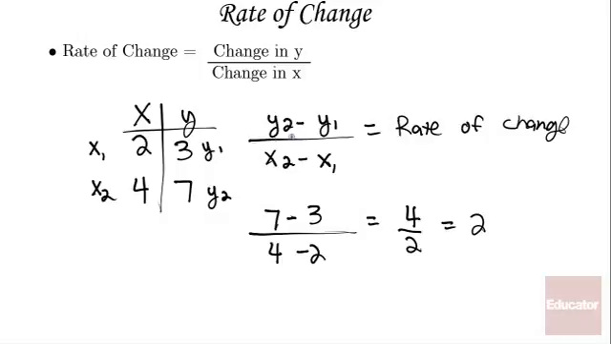By convention, it's usually done as y2 minus y1 over x2 minus x1. And it's a good idea to just pick one way and stick with it so that you're not changing around and risking doing the numerator differently than the denominator.